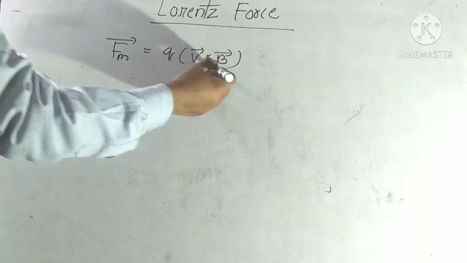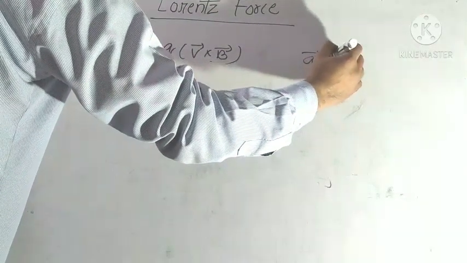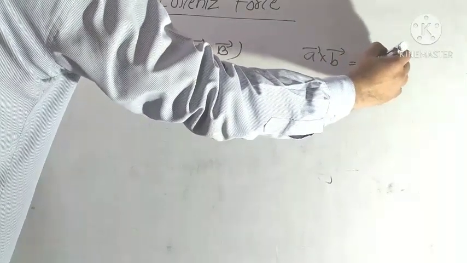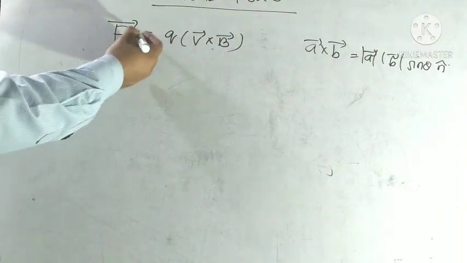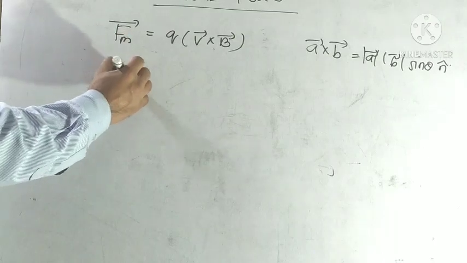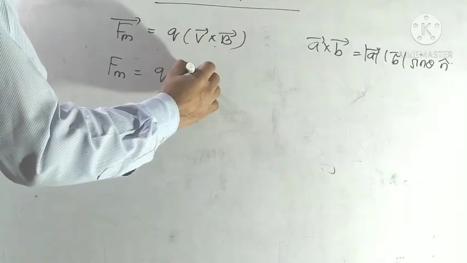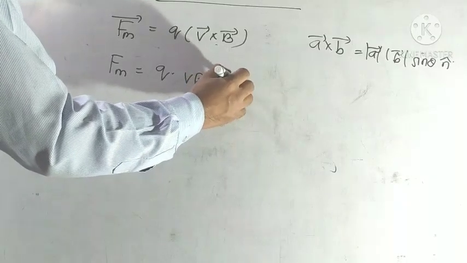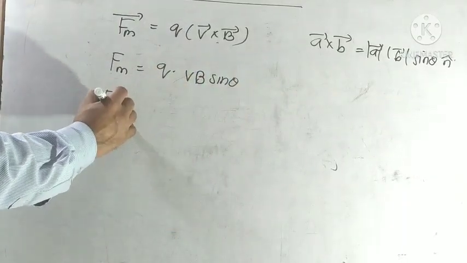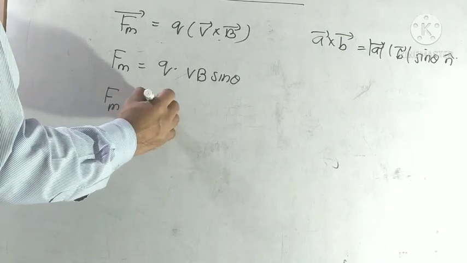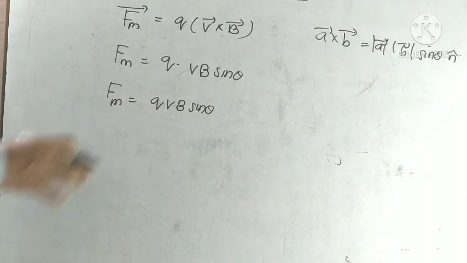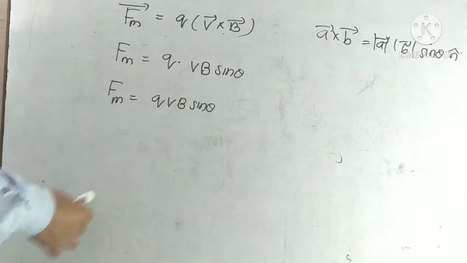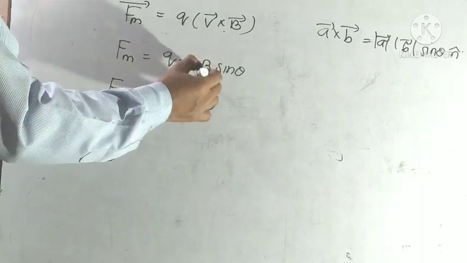This is a cross product, and we already know that the cross product of two vectors is the magnitude of A, the magnitude of B, sin theta, and a unit vector. But we take here the magnitude of this force, so v, B, sin theta. Finally, the magnetic force Fm is equal to q v B sin theta, and the direction of this force is perpendicular to the plane containing both v and B.